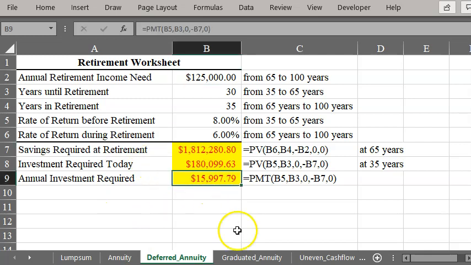This problem is a little bit difficult for some students to understand because she's saving only $15,000 a year, but she will be getting $125,000 later on per year. So she's going to get a lot more, it looks, than what she's contributing today. But the main difference is the $15,000 is in today's dollars, and this $125,000 is in future dollars. Okay, now let's move on to the next worksheet.